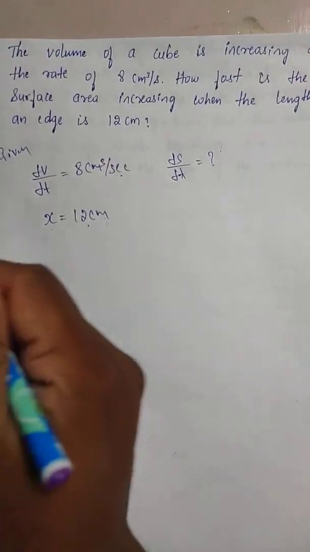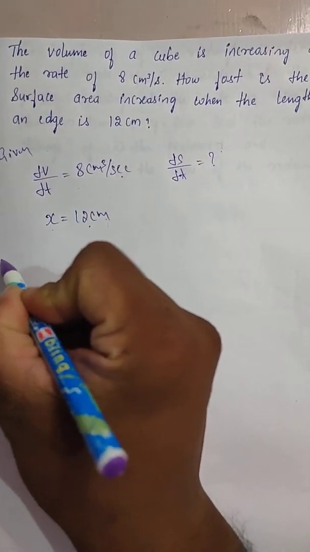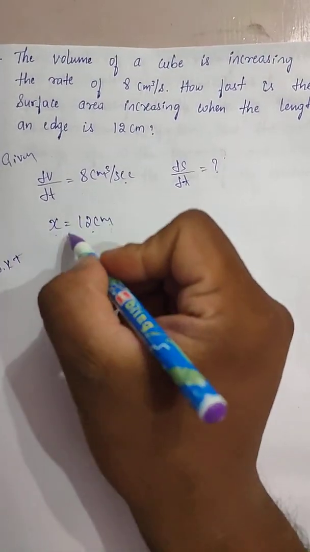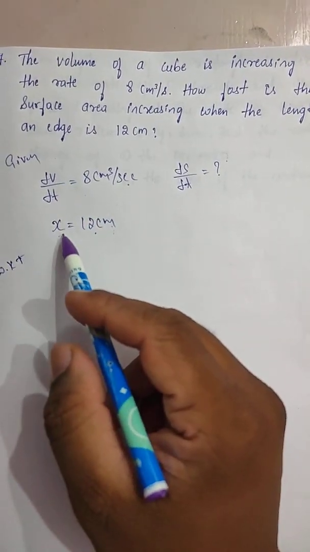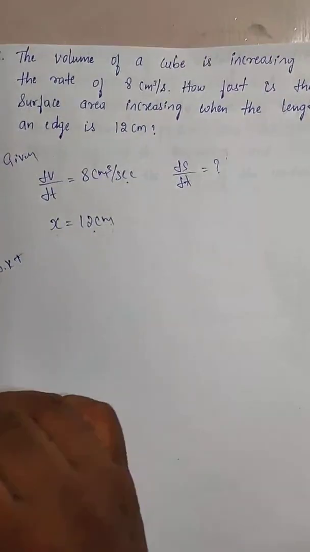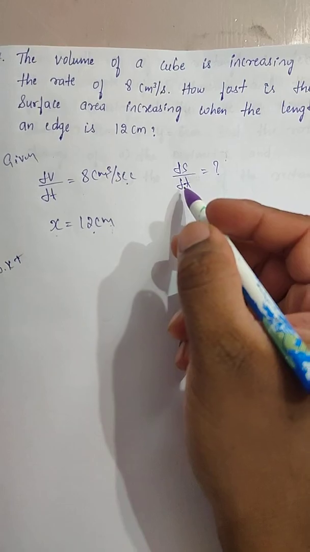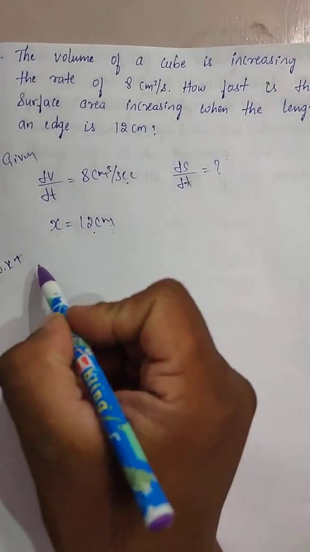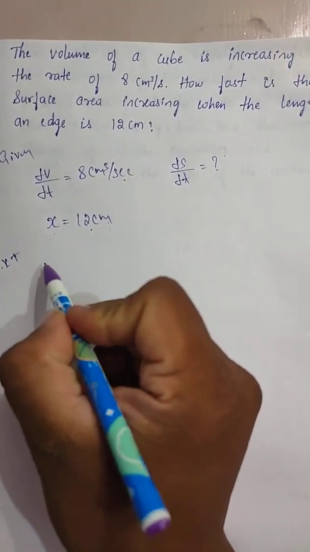Now we know that they have given the volume dv by dt and x. You want to find ds by dt. So let me write the formula for surface area.